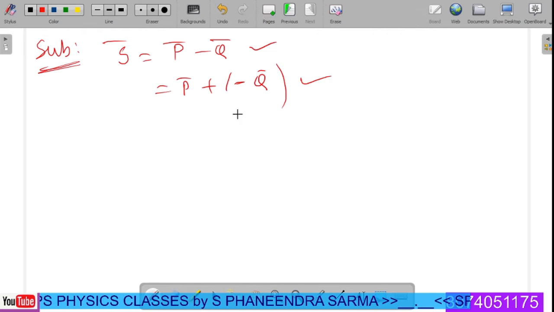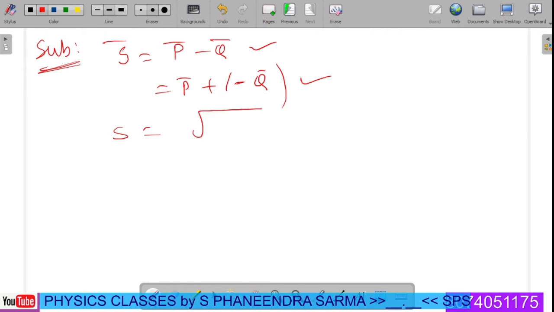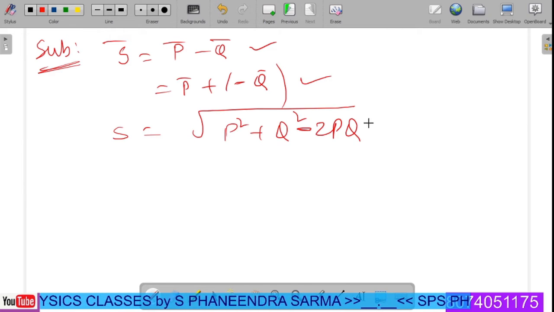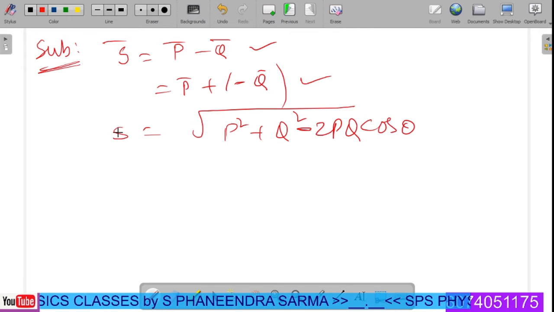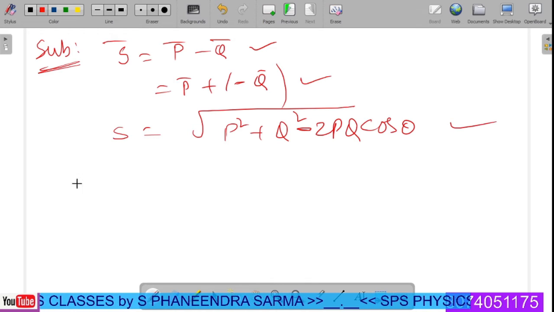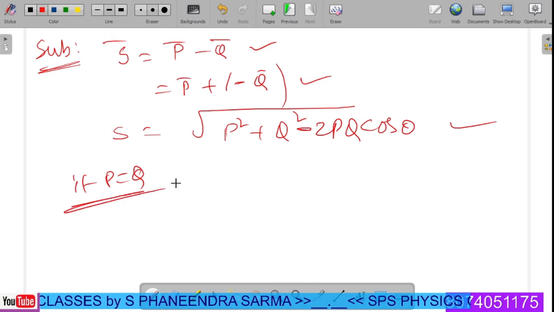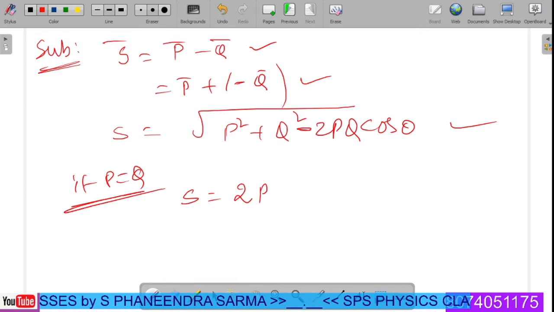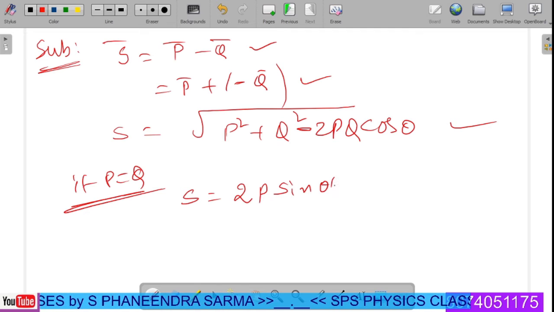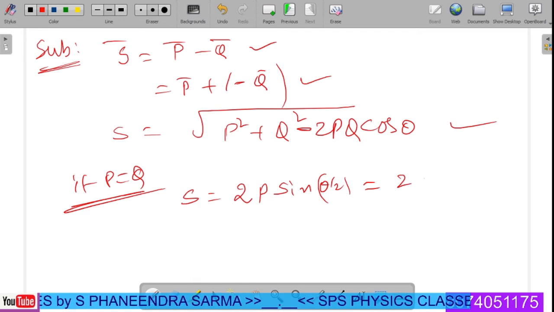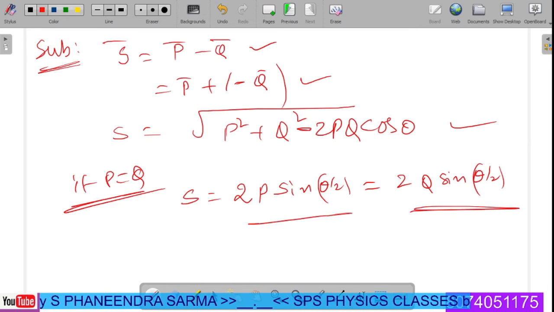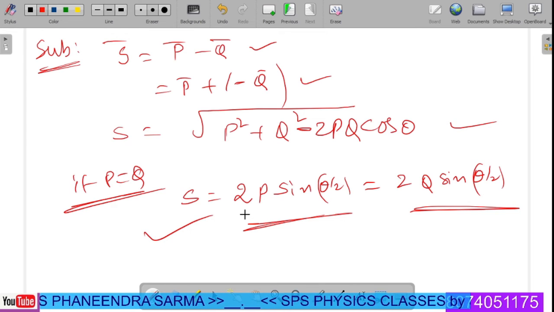In this case, the resultant S is equal to the root of P square plus Q square minus 2PQ cos theta. By using the parallelogram law, instead of plus Q, we write minus Q. That's it, you will get this kind of answer. If P is equal to Q, both are equal, then the subtraction value is equal to 2 P sine theta by 2, which is also equal to 2 Q sine theta by 2. So this is the subtraction of two vectors.